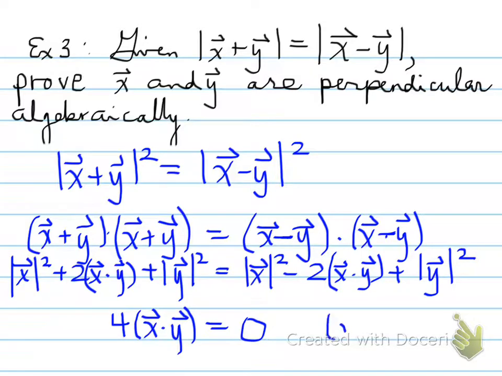Well, that means that x dot y is equal to 0. Well, the dot product is 0 of x and y. That means x and y have a 90-degree angle between them. So x and y are perpendicular. And so again, the dot product is equal to 0. That means the angle between the two is 90 degrees. So we have proven that x and y are actually perpendicular.